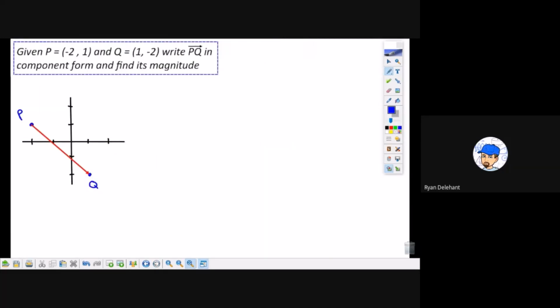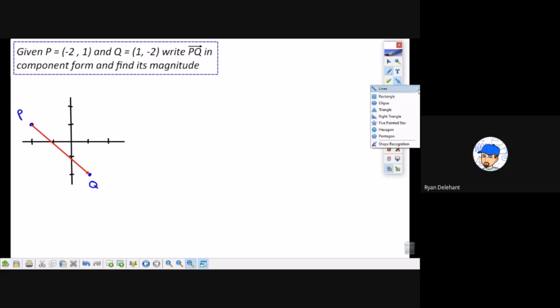This one's not, and essentially what I'm doing with these operations is I want to put this in the right spot and figure out how long it is. So I essentially want to move point P from where it's at to the origin so I can find the magnitude. That's what we're doing when we write component form. So component form for this.